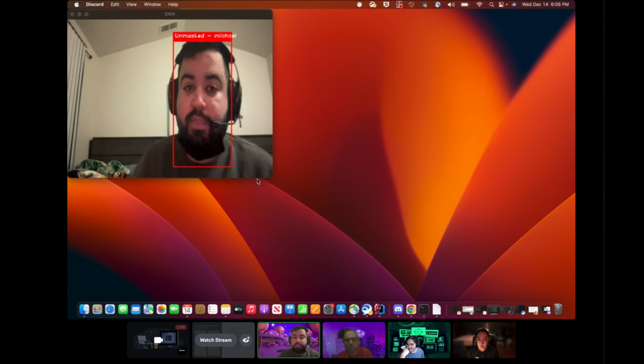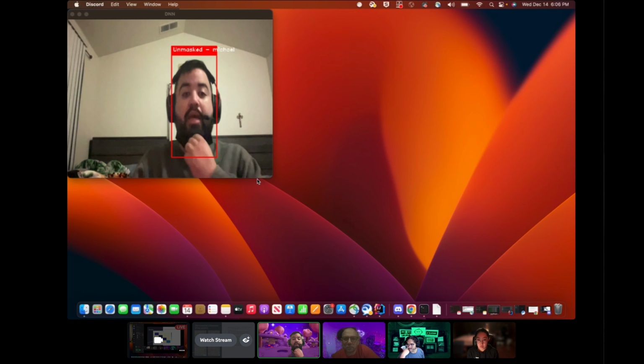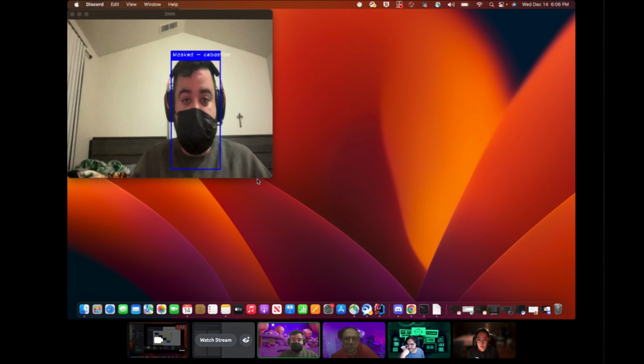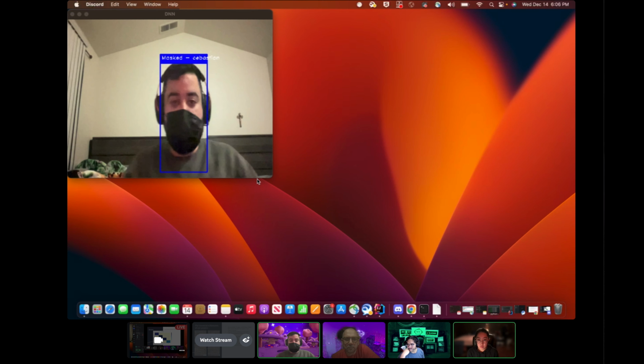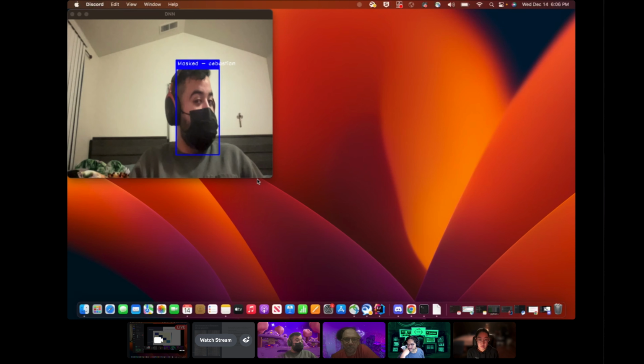So his model basically recognizes the face without a mask, and if I take the mask off, then it thinks it's me, and then I'm able to move around, and it still detects me.